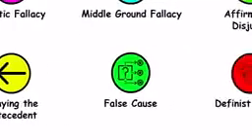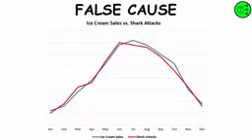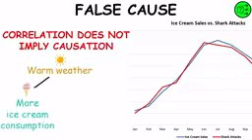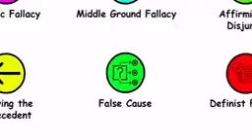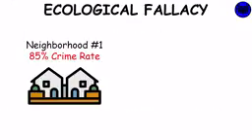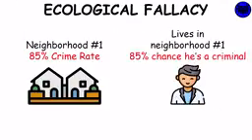False cause. A false cause fallacy occurs when someone incorrectly assumes that something causes something else without enough proof, usually using just a correlation as proof. Definist fallacy. It happens when one defines a term in such a way that makes one's position much easier to defend. Ecological fallacy. Ecological fallacies assume what is true for a population is true for the individual members of that population.